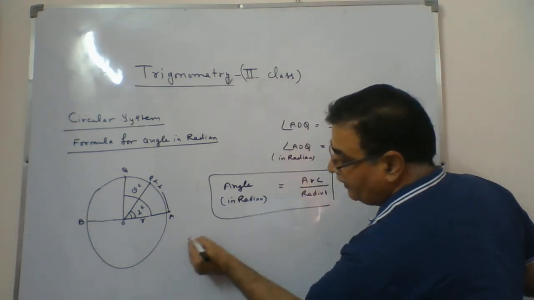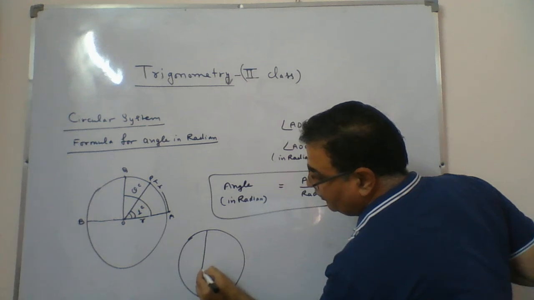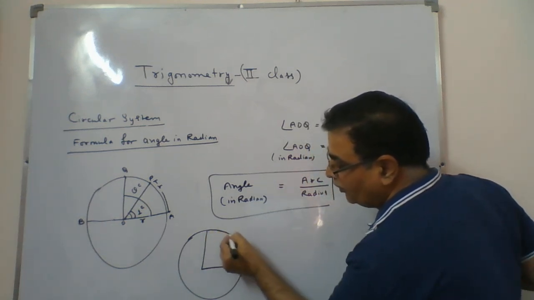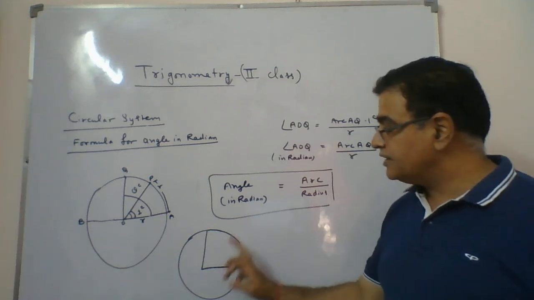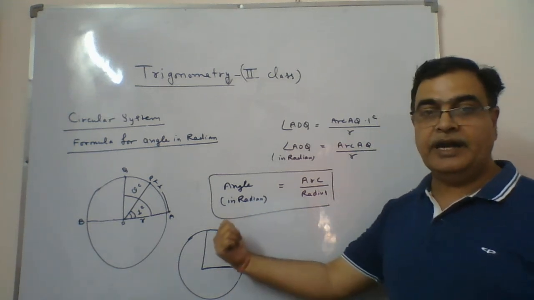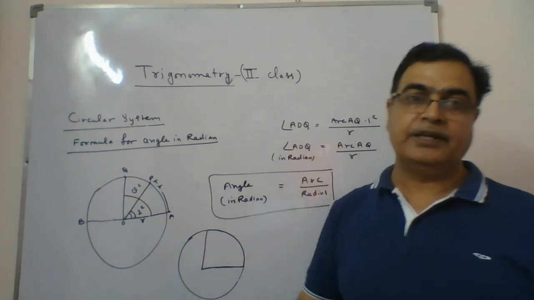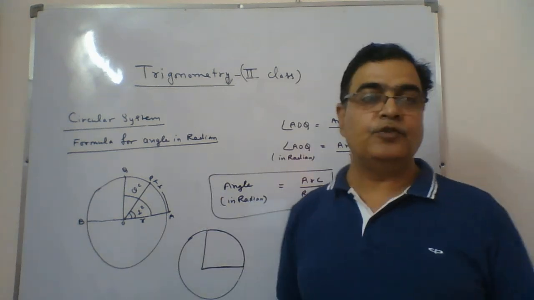You should know, if I want this angle to be calculated in terms of radian, then I should know what is the length of this arc and what is the radius of this circle. If I know these two, then I can calculate angle in terms of radian as arc by radius. So this is the formula we should have.